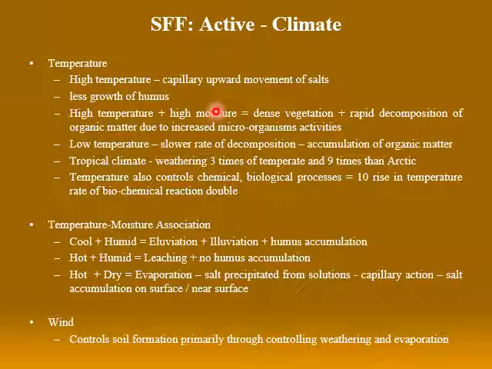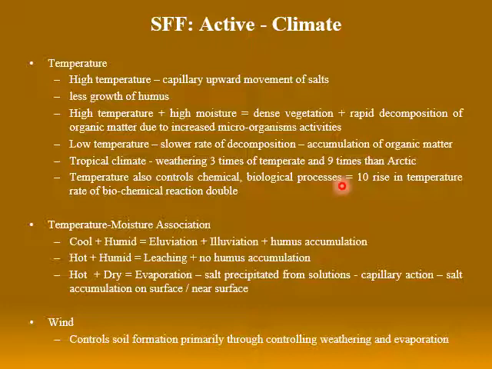Now, many soil scientists have developed various models and through experiments have found that in tropical climates, where temperatures are higher, weathering is 3 times that of temperate regions and 9 times that of Arctic regions. Similarly, temperature also controls the biochemical processes that lead to soil formation, and a 10-degree rise in temperature leads to a high rate of biochemical reaction, almost doubling it.